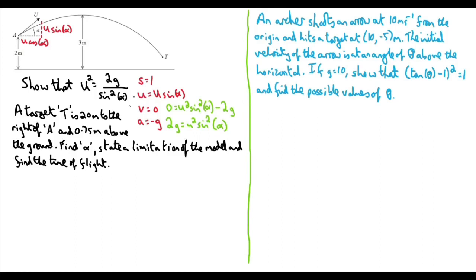Now that we have this, we'll have that the target T, so it's a target that something is shooting at, is 20 meters to the right of A and 0.75 meters above the ground. So actually, yes, we can now label some of the dimensions on here. So that's going to be 0.75 meters, and this here, all the way along, that is 20 meters. Now, find alpha, state a limitation of the model, and find the time of flight.